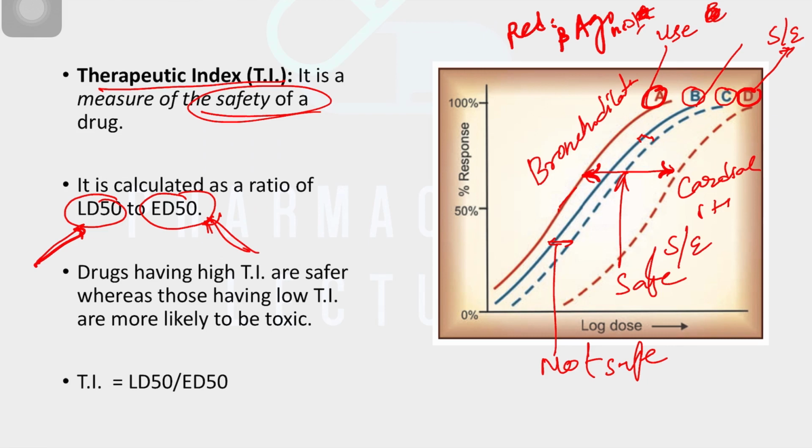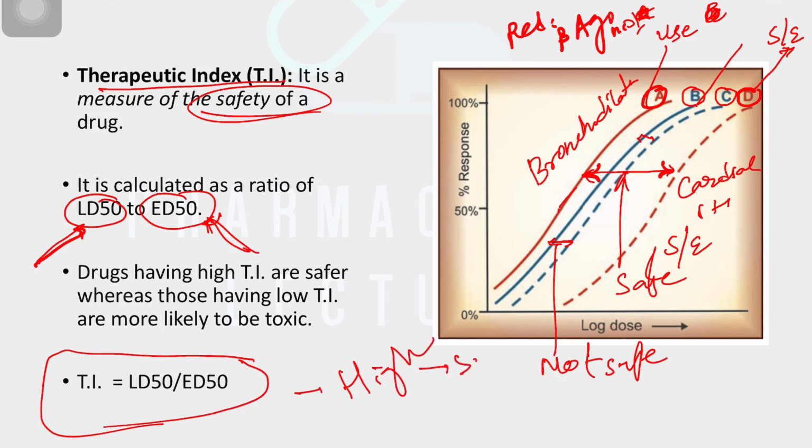So we get this LD50 and ED50, and with this formula we can get the value of the therapeutic index. If the value of the therapeutic index is high, the drug is safe, and if the value of the therapeutic index is low, the drug is more toxic. So this is a clinical inference of the therapeutic index.